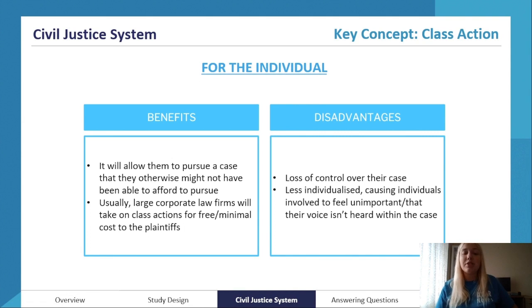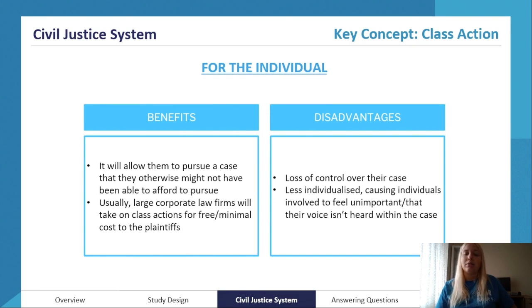It helps with time issues as well because the lead plaintiff will be doing everything on their behalf and they don't even need to be involved. And that the large corporate law firms will take on class actions for free or minimal cost to the plaintiffs. It's great publicity for them, and it's a lot of money if these claims are successful and the plaintiff group agreed to a percentage of the damages that they'll get as part of the court order.